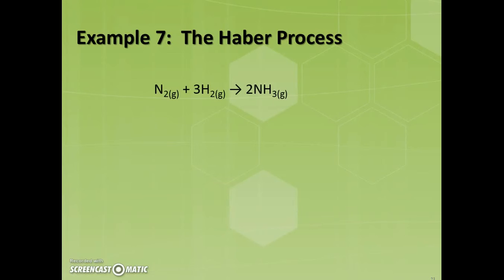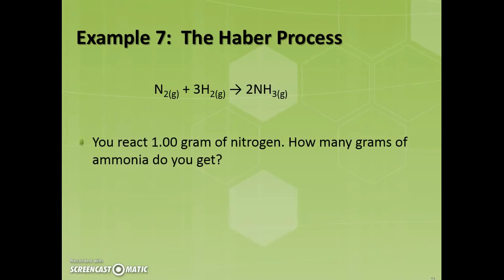Okay, we'll do another example. We react 1 gram of nitrogen. How many grams of ammonia do we get? Okay, first off, we'll make the stoichiometry term. So the thing we need is ammonia. The thing we are given is nitrogen. We pull the coefficient from ammonia and say we get 2 moles of ammonia for every 1 mole of nitrogen that we put in.